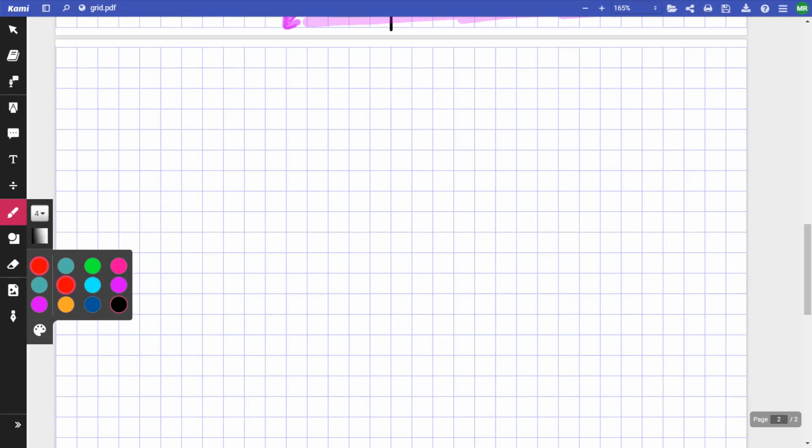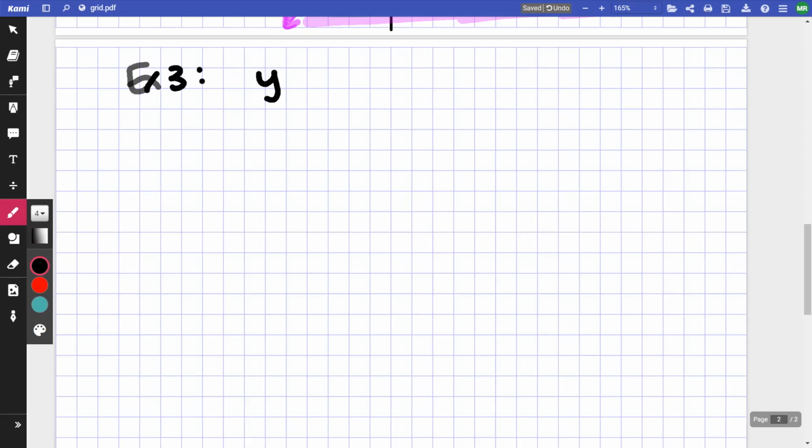So I'm going to do 2 more examples. Okay. This one is going to be example 3. For this one, we're going to have y is less than negative 3x plus 1, and y is greater than or equal to negative 2.